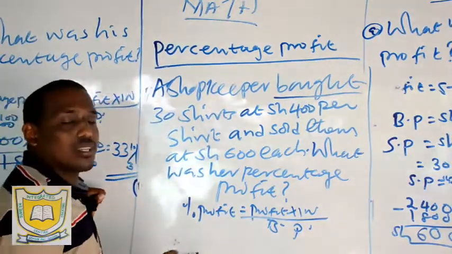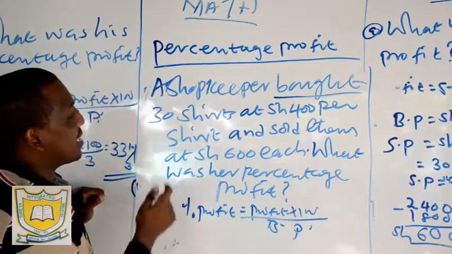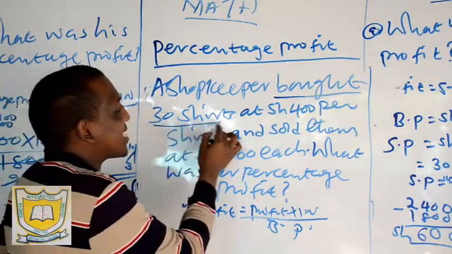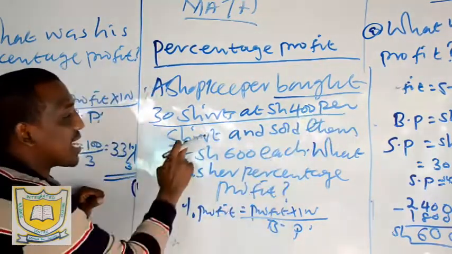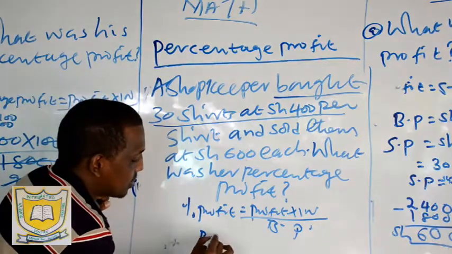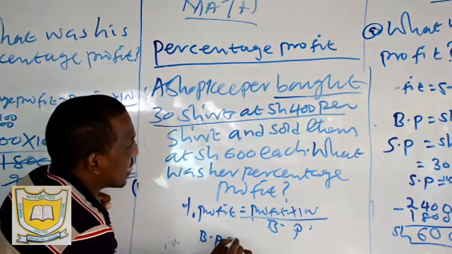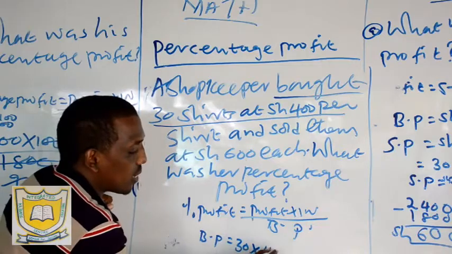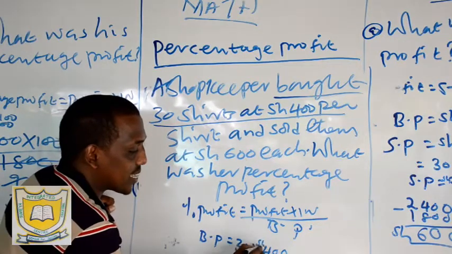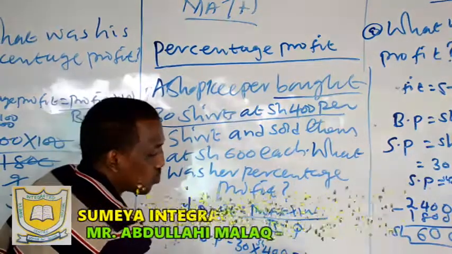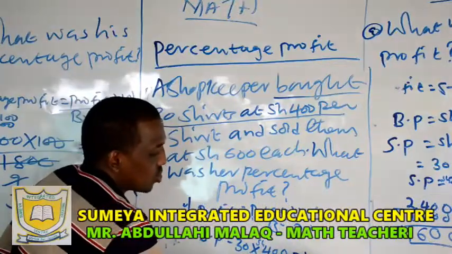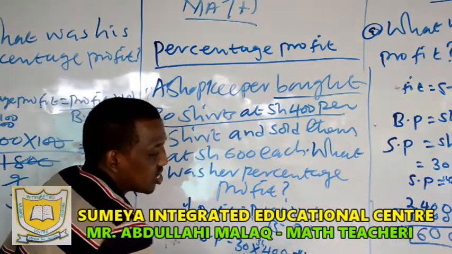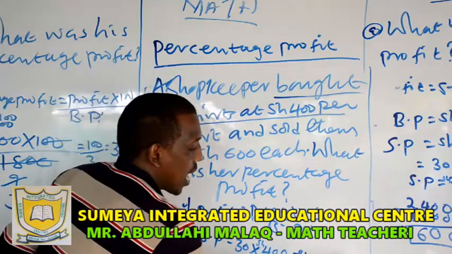How do we get the profit? Selling price minus buying price. For the buying price, we are told 30 shirts at shillings 400 per shirt. So we say 30 shirts times 400. What do you get here? 3 times 4, you will get 12, then 3 zeros now. So you will get shillings 12,000. So this will be our buying price.